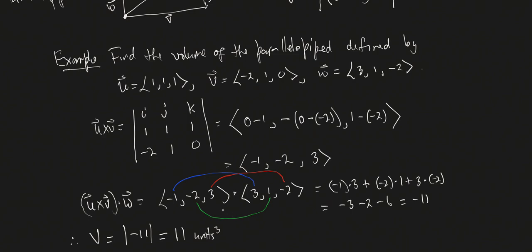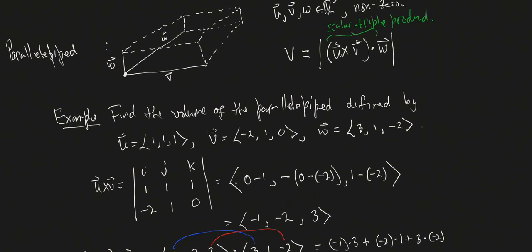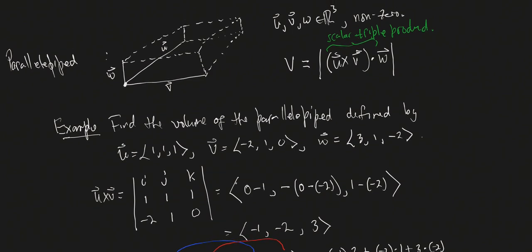So there you go, a short and sweet application. Another use of the cross product, and this allows us to compute volumes of these fancy objects we call parallelepipeds. Say that 5 times fast, and I'll see you in the next video. But don't hurt your tongue.